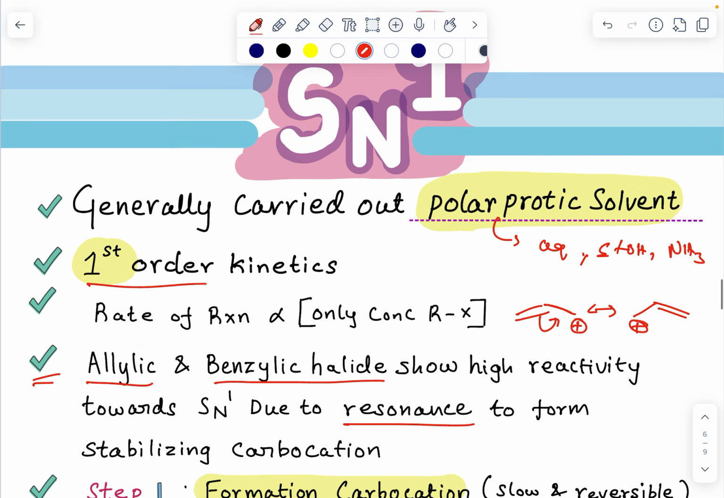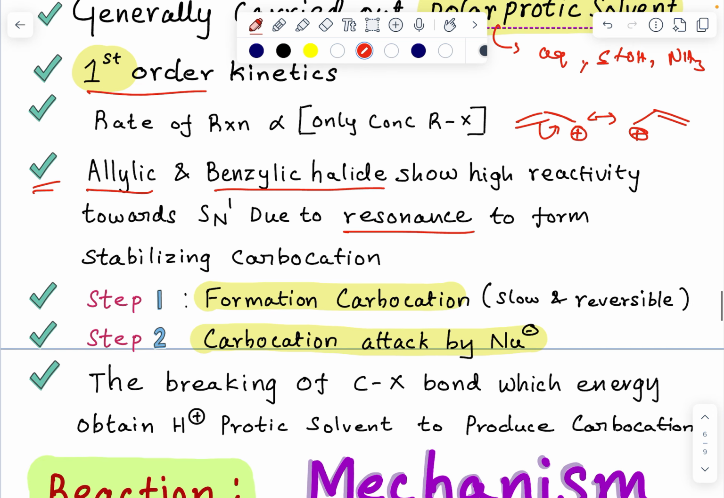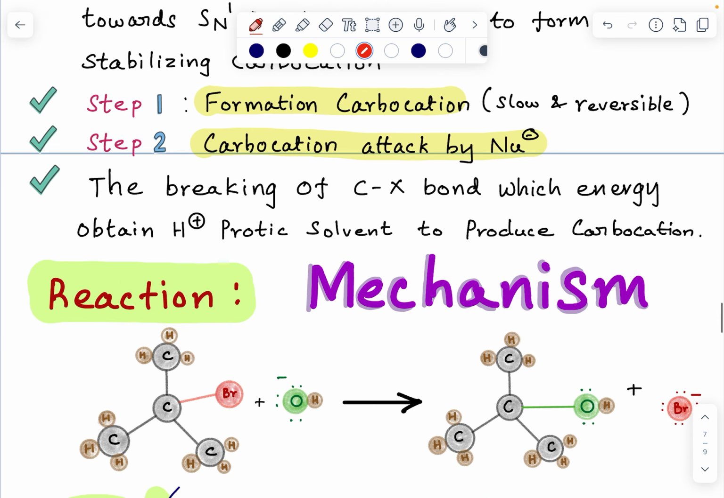In this reaction, step number one is the formation of the carbocation. It occurs by a slow and reversible reaction. What is step number two? In the mechanism, step number two is the carbocation being attacked by the nucleophile. The breaking of the C-X bond obtains energy from the protic solvent to produce the carbocation. So let me discuss the mechanism.